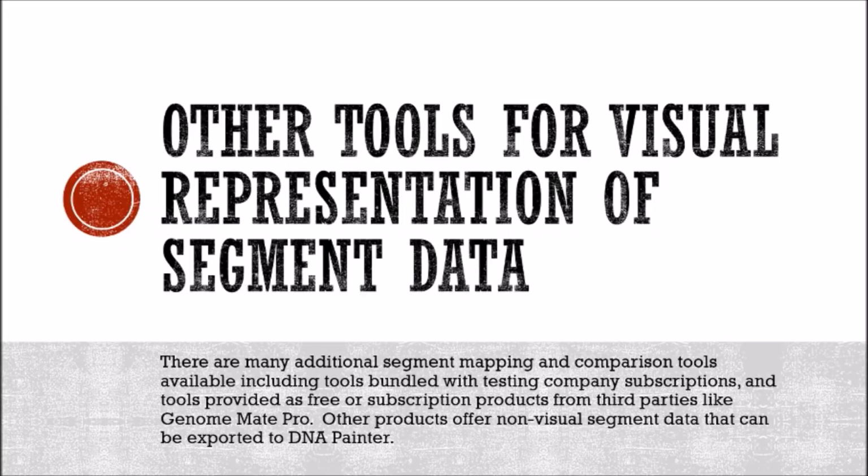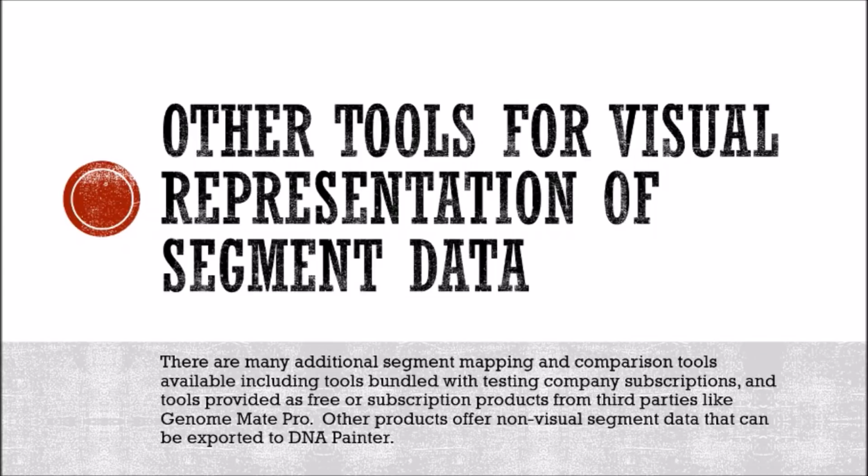So there are many additional segment mapping and comparison tools available, including tools bundled with testing company subscriptions. Like 23andMe has chromosome browser type of stuff. So do some of the others. 23andMe even plots segment ethnicity by segment, which is kind of cool, and I really like that. And tools provided as free or subscription products from third parties like GenomeMate Pro, which is another great tool, and I'm looking to give that a spin. I've seen a lot of what it does on Facebook, and I can't wait to try that on some of my own data, maybe over the holidays when I have a little more free time.